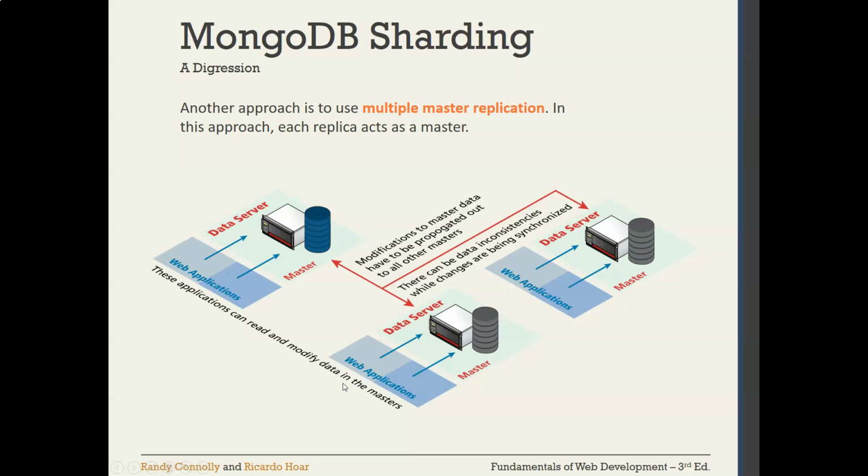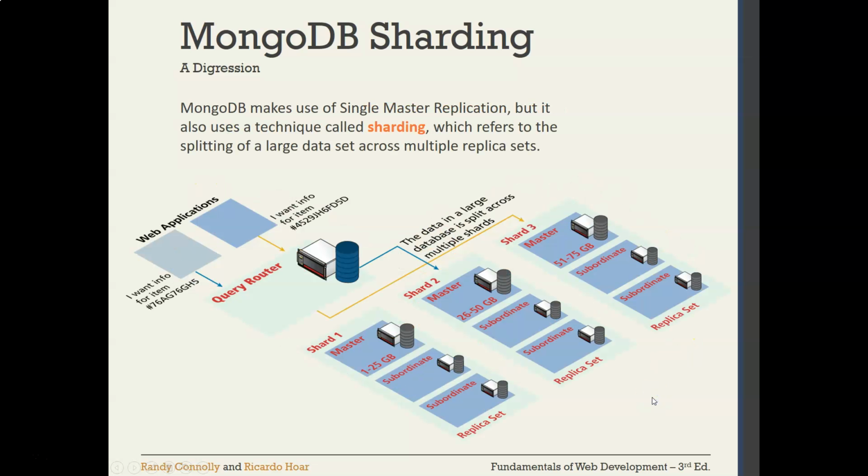All right, remember I mentioned there were two approaches. The second approach is to use something called multiple master replication. So in this approach, each replica acts as a master. So as you can see here, it looks somewhat similar in the sense that modifications are propagated out, but there are multiple masters. The idea is that other web applications can access all these different masters. The problem is when a change gets made, it has to get replicated out to all the other masters.